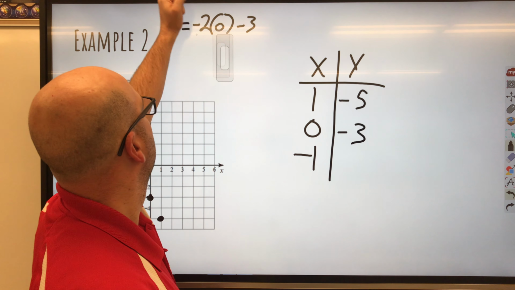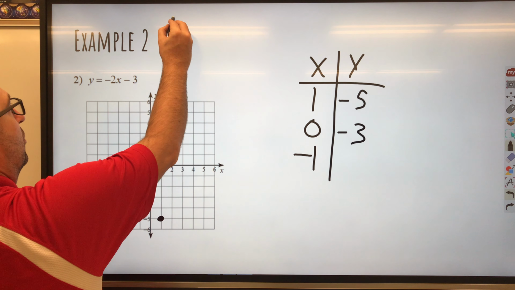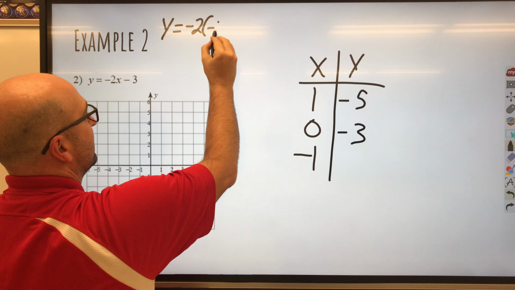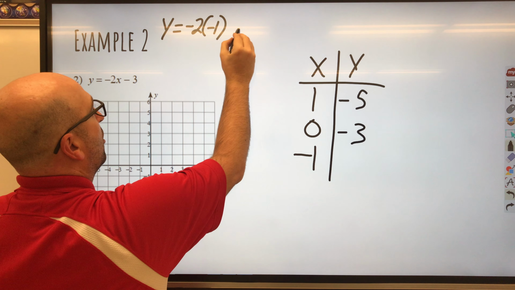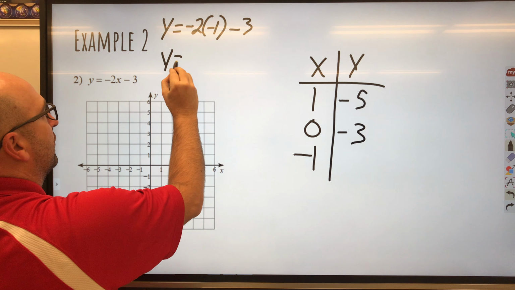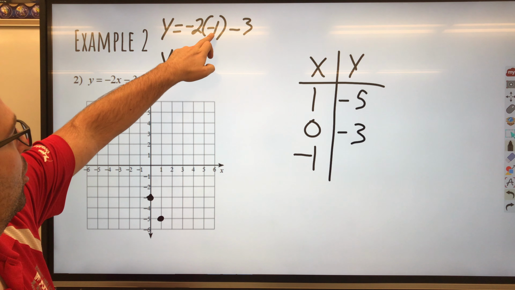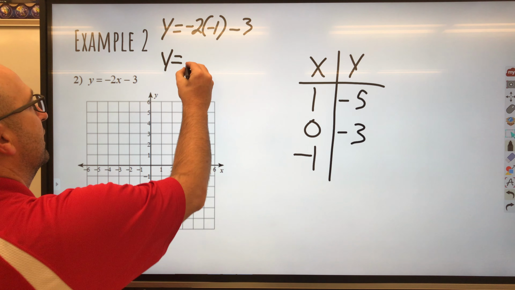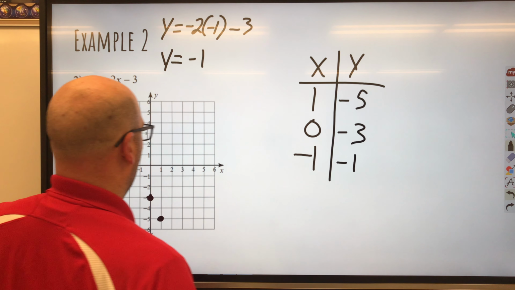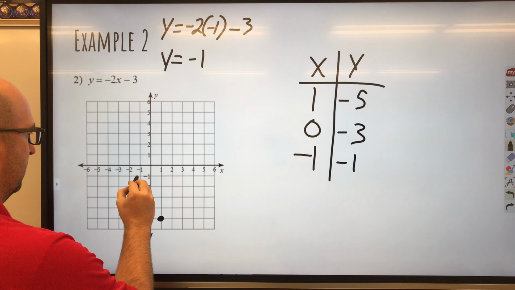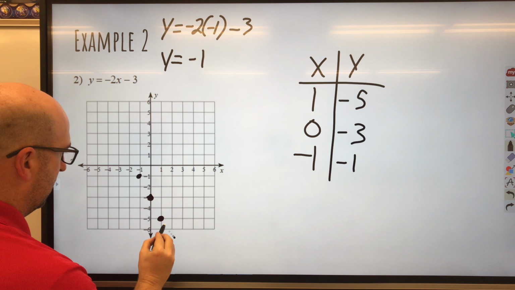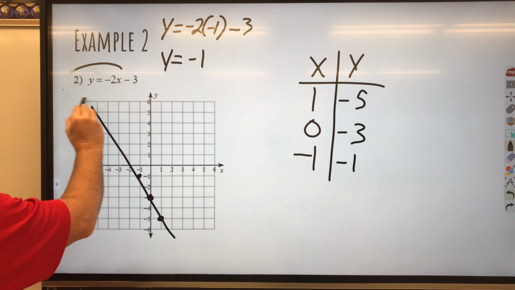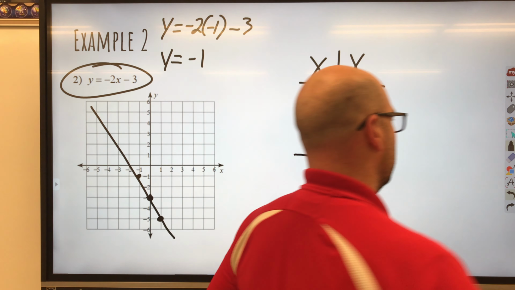Last one, -1. Y equals -2. Instead of x, put that -1 in, minus 3. -2 times -1 is a positive 2. 2 minus 3 gives us -1. So -1, -1, and there's our line solving this linear equation.